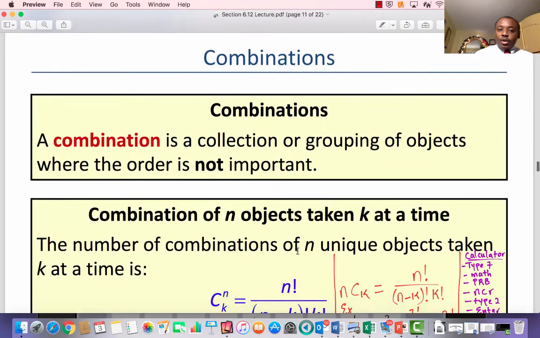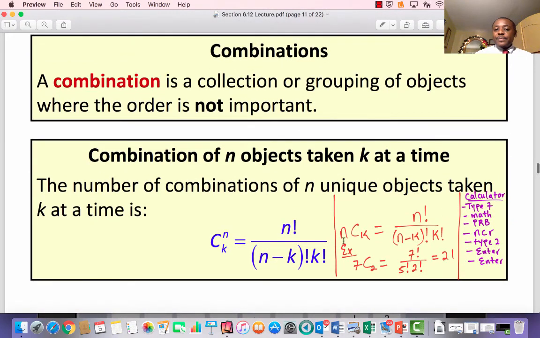So combination of n objects taking k at a time, nCk, which is read n combination k, or n choose k, n unique objects, and I'm choosing k of them at a time. And the formula is nCk equals n factorial divided by n minus k factorial times k factorial. For example, 7 combination 2 would be 7 factorial divided by 5 factorial, which is 7 minus 2, times 2 factorial. Again, if you're going to put this into your calculator, do not forget to use parentheses right here.